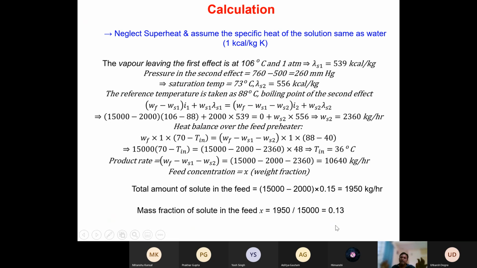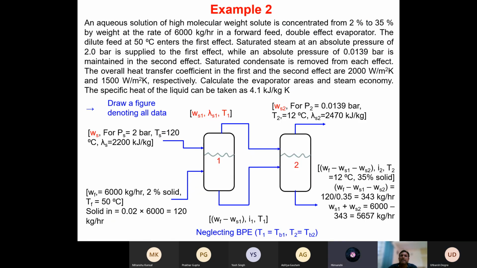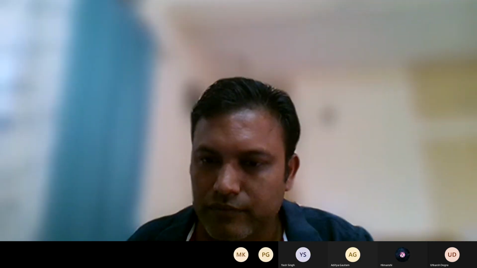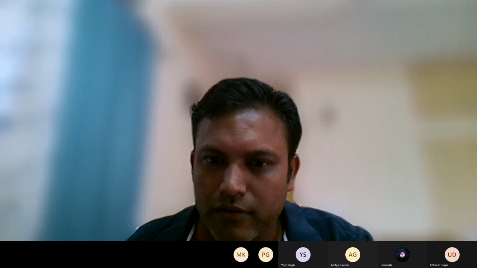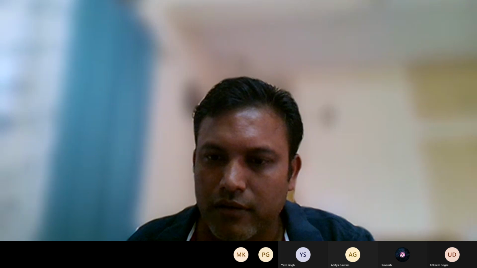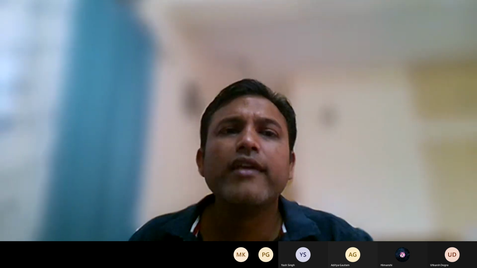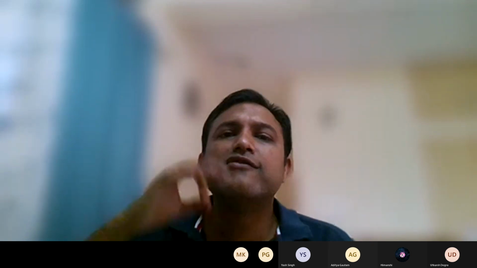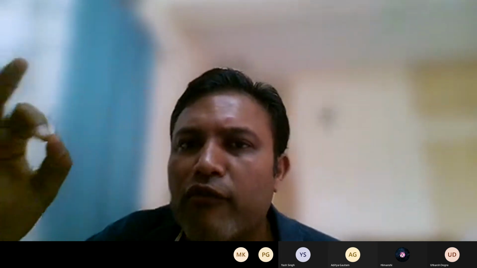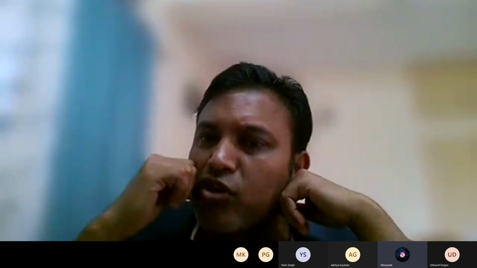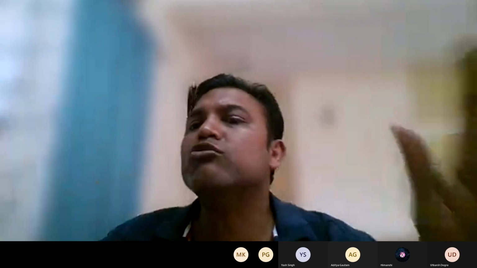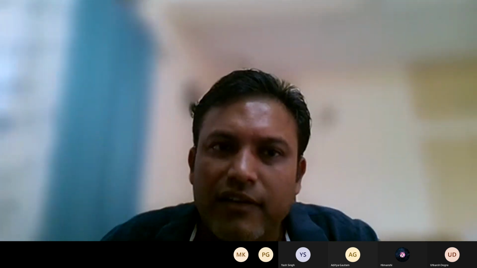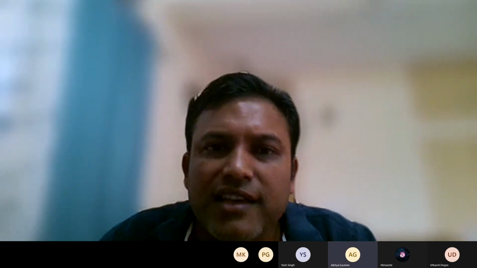Is it clear? Yes, sir. All right. Let's look at the second problem. So in the second problem, what is given is an aqueous solution of high molecular weight solute is concentrated from 2% to 35% by weight at the rate of 6.